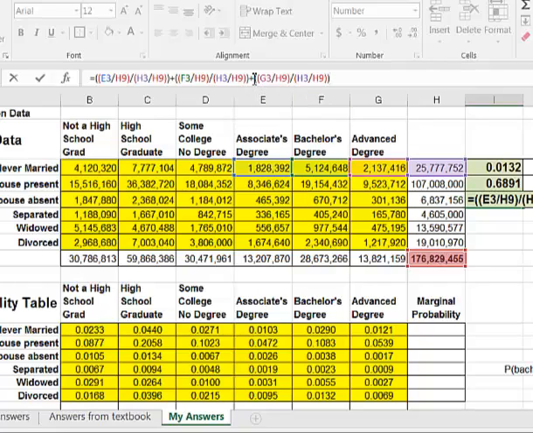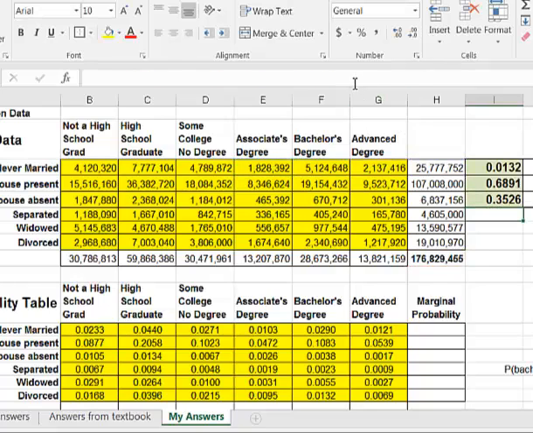Okay, the last term, G3, is the probability that they got an advanced degree, they've never been married. That's divided by the grand sum. And then that in turn is divided by the same thing, that they've never been married, 25 million divided by 177 million. And that's it. Let's hit enter. And that is your answer.